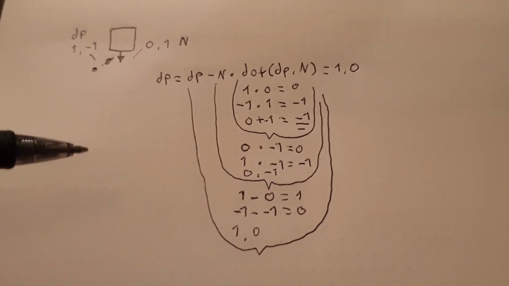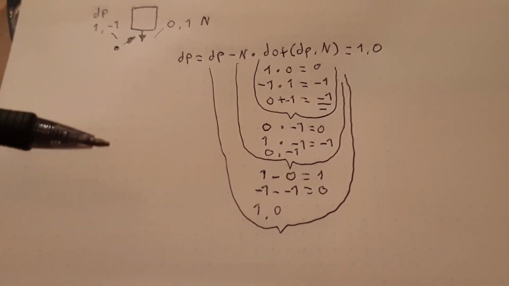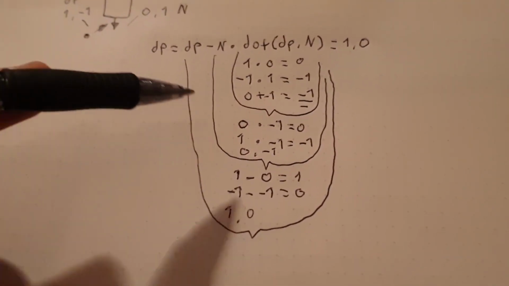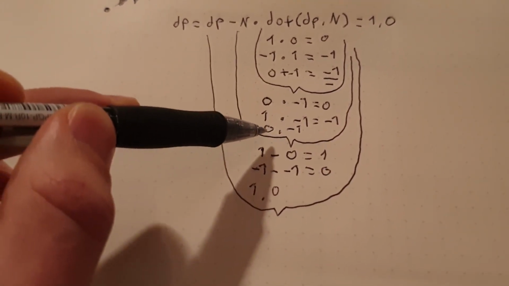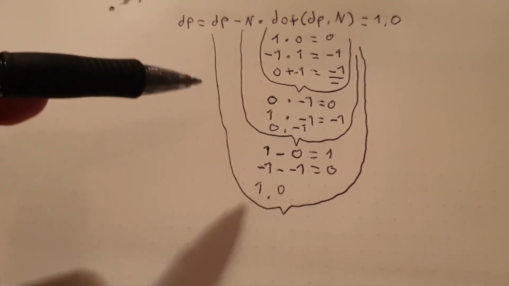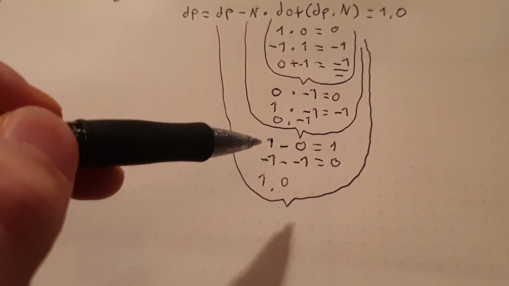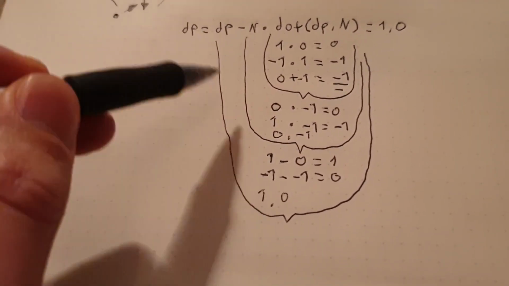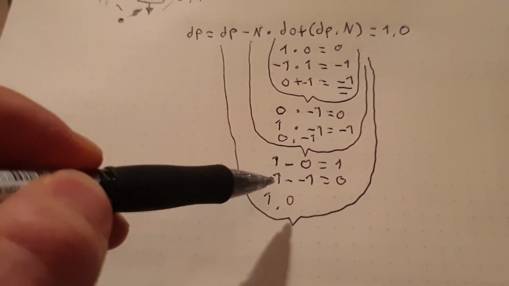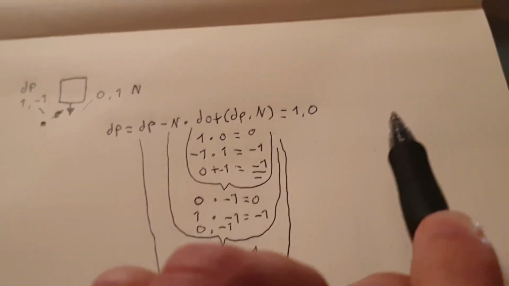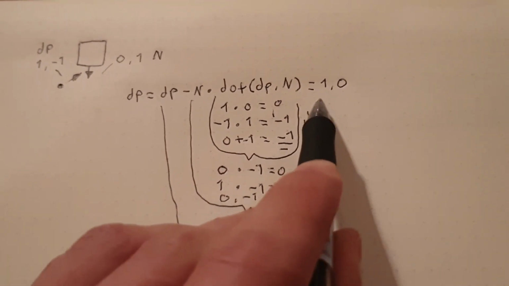So my camera stopped recording for some reason. But what I said was that this equation here returned the vector of 0 and -1. And then when we removed that vector from our delta position, we got 1 and 0, which gave us our final result here that we wanted.